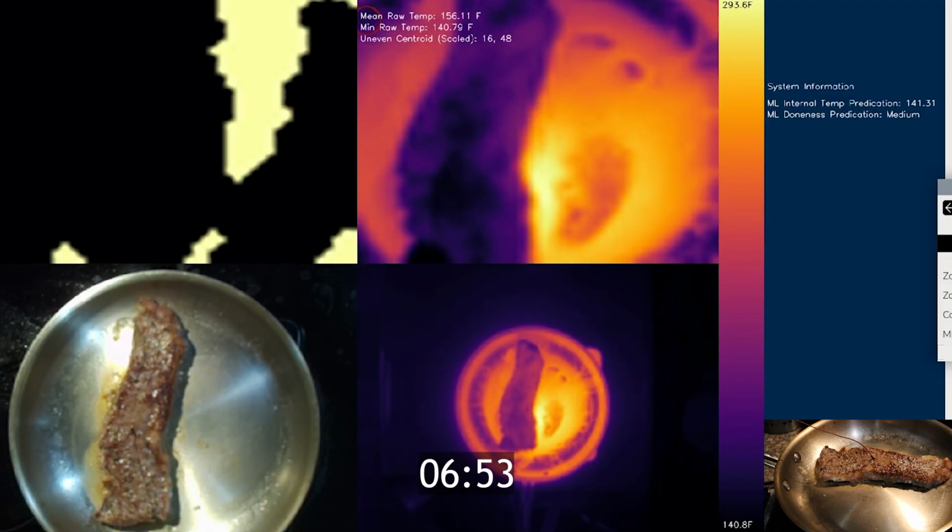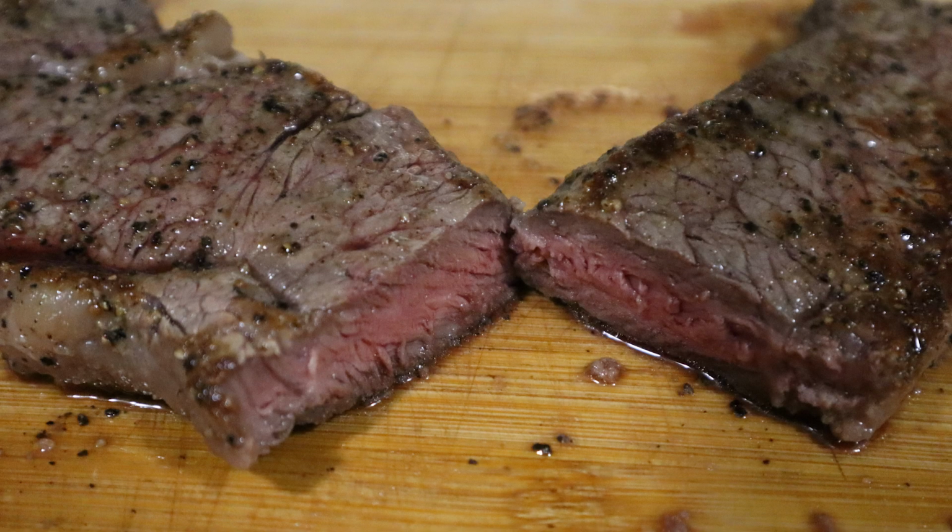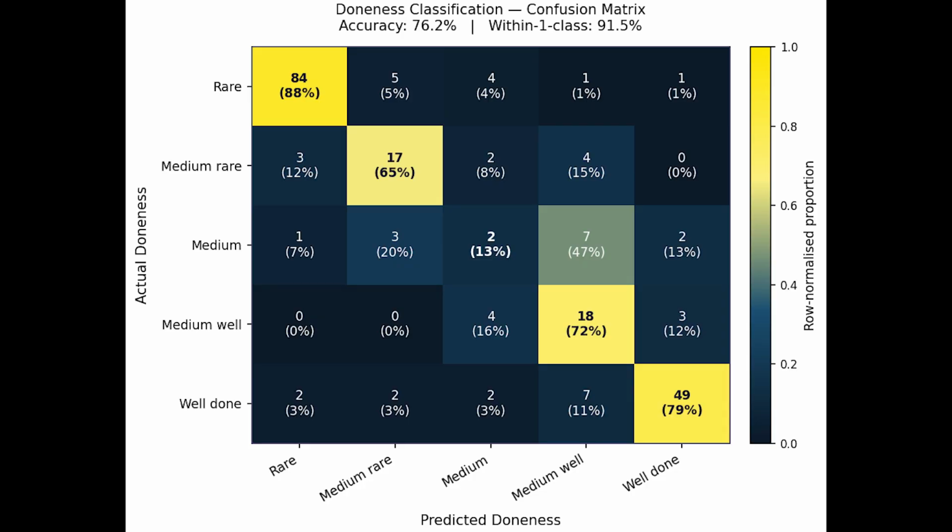And we'll see here that the steak is about medium, and we'll take it off the pan. And as you can see, the meat turns out medium. The machine learning model achieved an overall classification accuracy of 76.2% with a within one class accuracy of 91.5%. The model also achieved a mean average error of 9.65 degrees and a root mean squared error of 14.62 degrees.